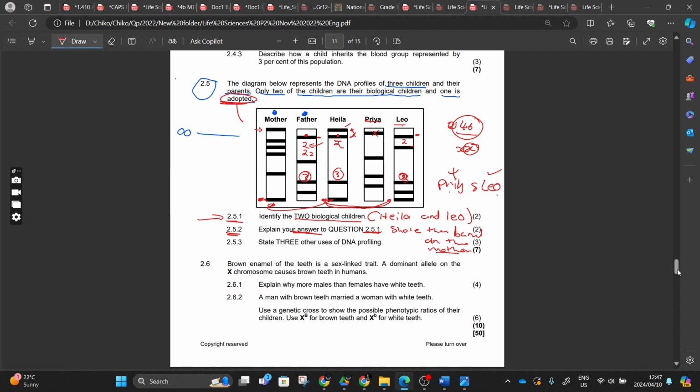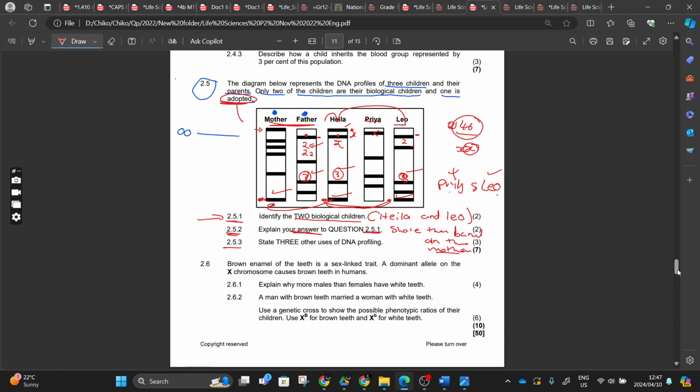So when you explain it in this way, it means that you are heading in the right direction. So since we have three from the father and one from the mother, it means that these two are the biological parents of Hela and Leo.